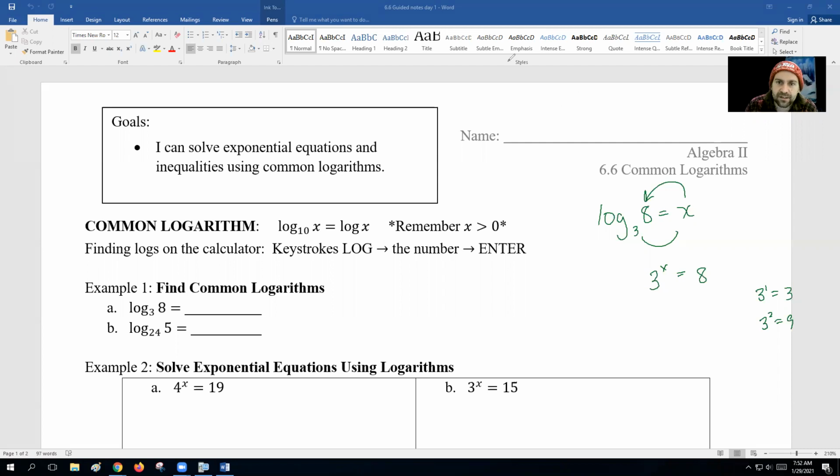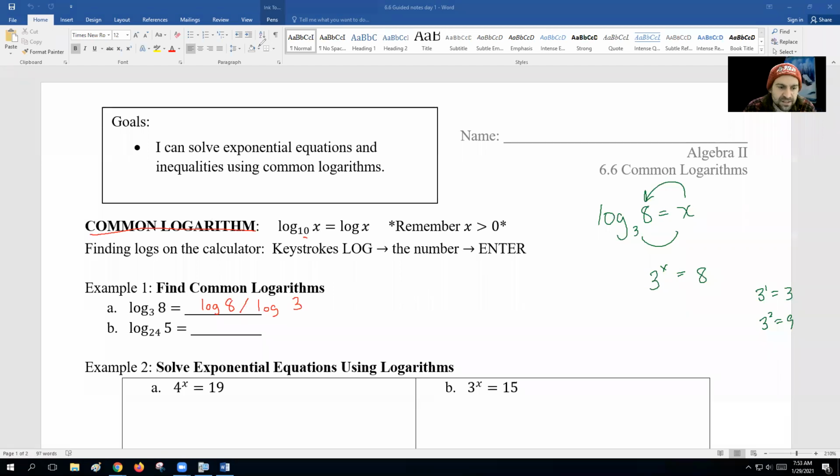And that's what we're going to have to do. There are two techniques that we can use to solve this, and that's by using common logs. Now, just remember here that the common log is log base 10. So usually we don't write the 10 there. We just say log of x. And the way that we can figure out log base 3 of 8 is by taking the common log of 8 and dividing it by the common log of 3.